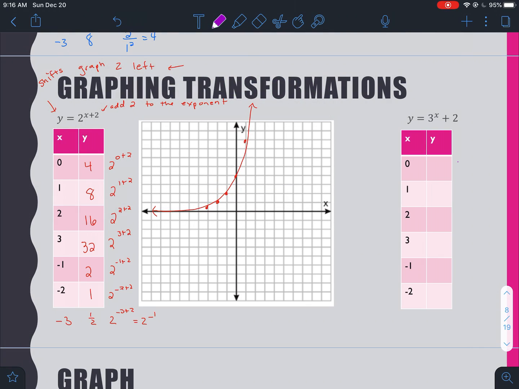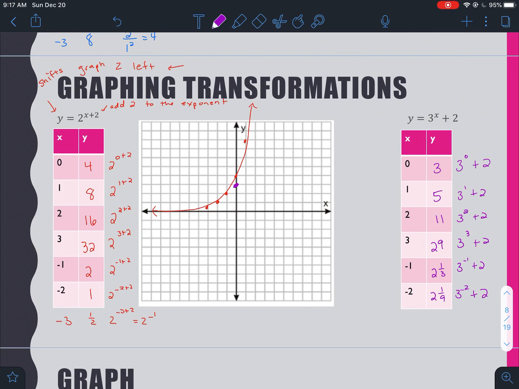What if we do y equals 3 to the x plus 2? What do you think adding 2 to the outside is going to do to the graph? So let's try it. So 3 to the 0 plus 2, that would be 1 plus 2, which is 3. 3 to the 1st plus 2, which would be 5. 3 to the 2 plus 2, that'd be 9 plus 2, which is 11. 3 to the 3 plus 2, that'd be 27 plus 2, which is 29. 3 to the negative 1 plus 2, that would be 1/3 plus 2, so that'd be 2 1/3. 3 to the negative 2 plus 2, that would be 1/9 plus 2, so that'd be 2 1/9.